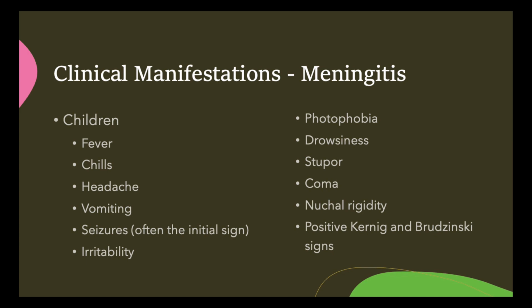Clinical manifestations of meningitis include manifestations of systemic infection, as well as manifestations of irritated meninges. For the first, you can see fever, chills, headache, vomiting, and seizures. New onset seizures in any child is very concerning for meningitis. However, with irritation of the meninges, you can see photophobia, nuchal rigidity, or positive Kernig or Brudzinski signs.